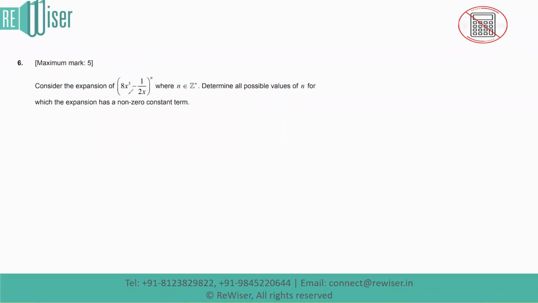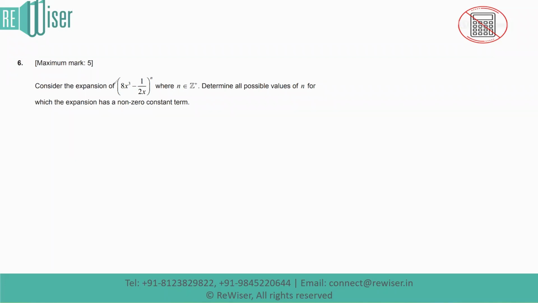Consider the expansion of (8x³ − 1/(2x))ⁿ, where n belongs to ℤ⁺. So that means ℤ⁺ is a positive integer. Determine all possible values of n for which the expansion has a non-zero constant term. So we need to find the value of n for which the expansion has a non-zero constant term. The expansion should have a constant term.